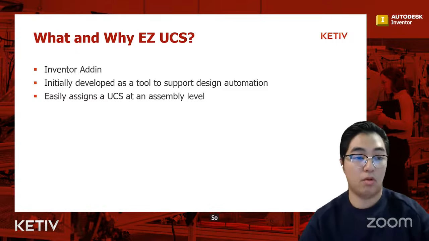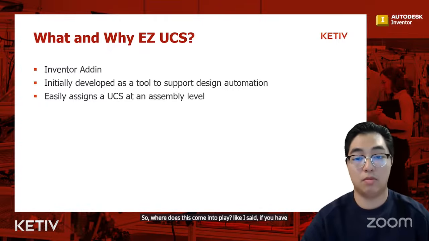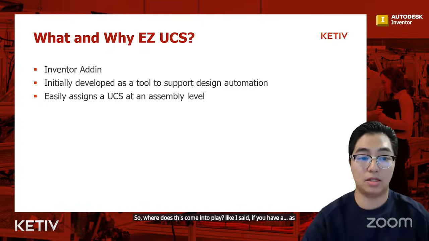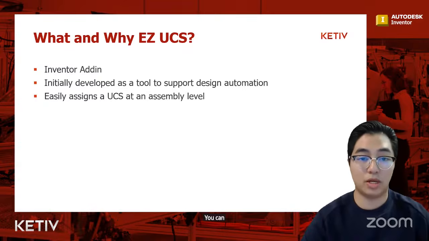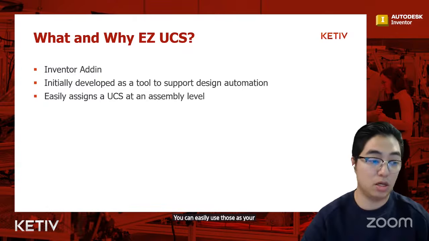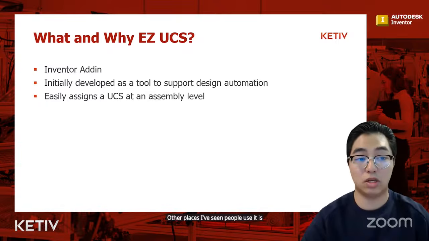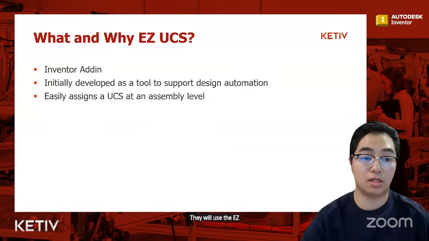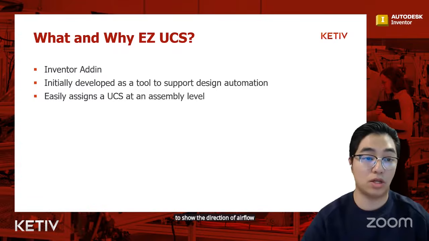So where does this come into play? Like I said, if you have an assembly that has an unpredictable origin point, you can use the tool, drop in a UCS, and it comes with all the coordinate points. You can easily use those as your placement planes. Other places I've seen people use it is like in the HVAC industry, they will use the EZ-UCS, or they will use a UCS to show the direction of airflow. So that's another way to do it.